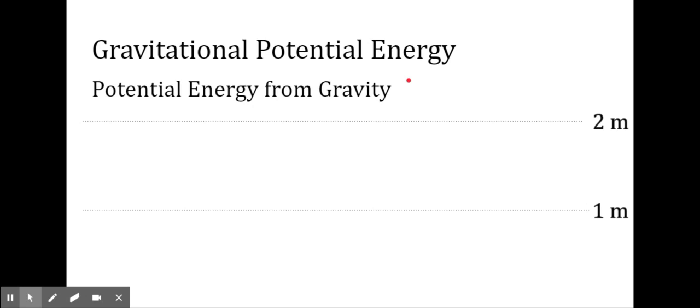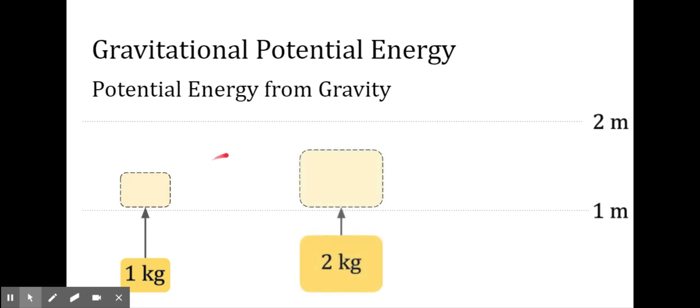So now I want you to think about how this relates to work. If I have a 1 kilogram box and I lift it 1 meter, we could do some math and figure out how much work that was. But right now, I just want you to compare a 1 kilogram box and a 2 kilogram box. Both of them are being lifted 1 meter. So yeah, the 2 kilogram box is probably going to take more work to lift. And so after we've lifted it, we could say it has more potential energy than the first block because it has more mass.